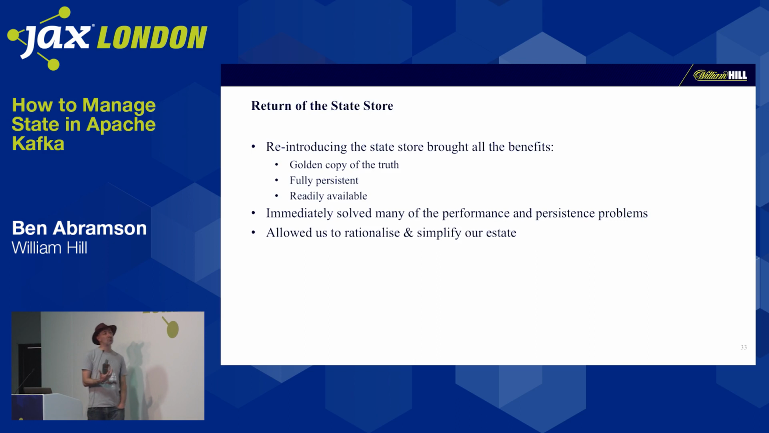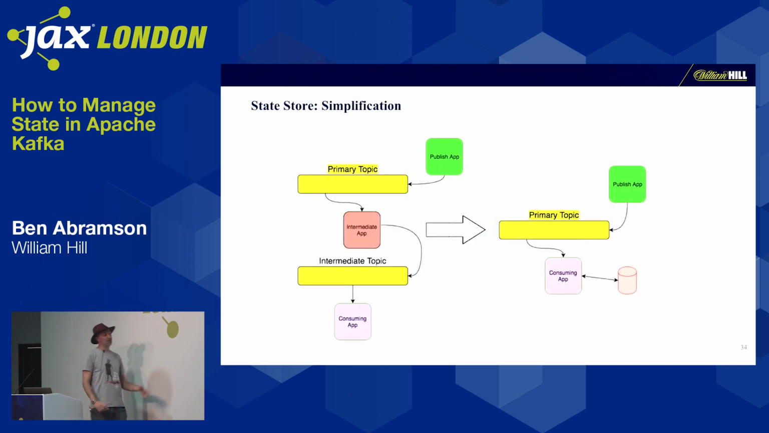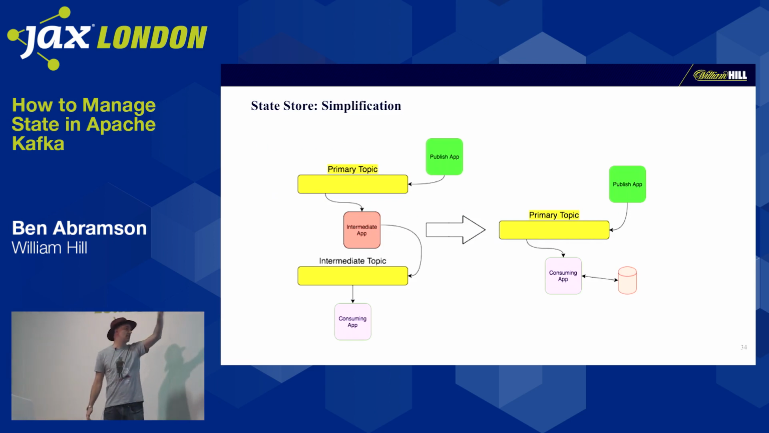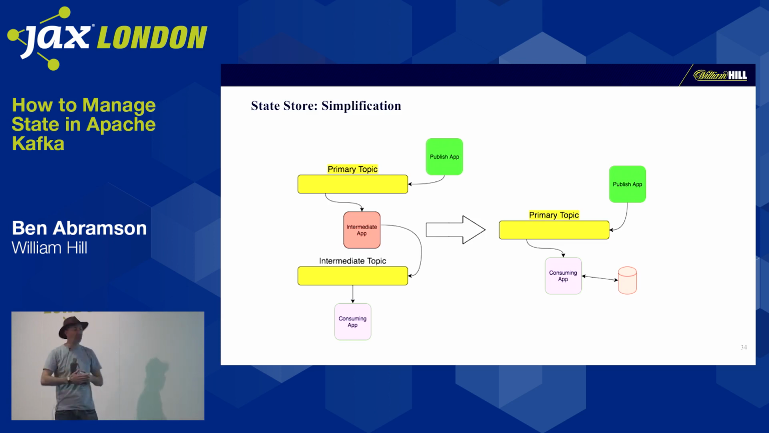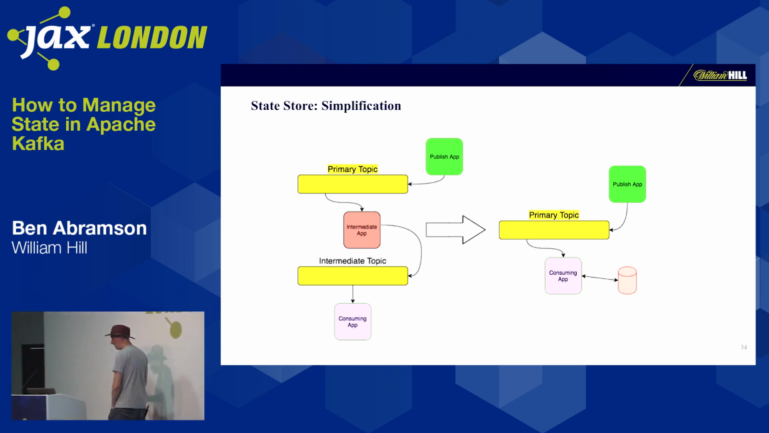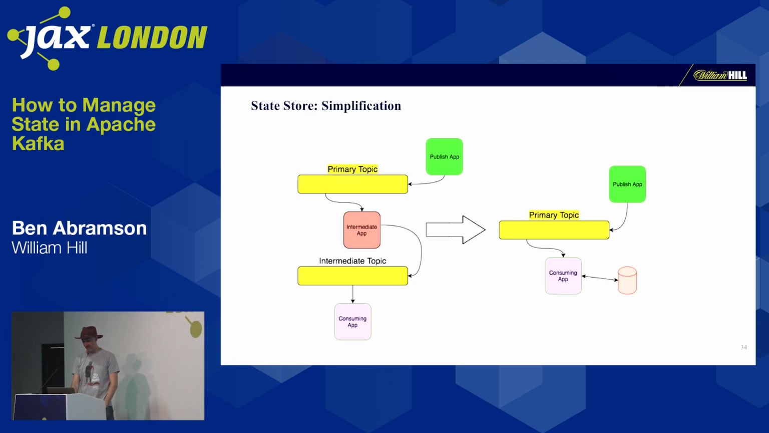It also allowed us to rationalize and simplify our estate. In a number of places previously, we had something like this, where you have a publishing app, you put it on a primary topic, you have an intermediate app that does some kind of filtering and puts it on an intermediate topic, and you have your consuming app. We were able to change this in quite a lot of places, where the publishing app writes to a primary topic, and the consuming app has a state store. It can write to that state store and read from that state store, and that's how it gets its durability guarantee. So we were able to rationalize and simplify our state.